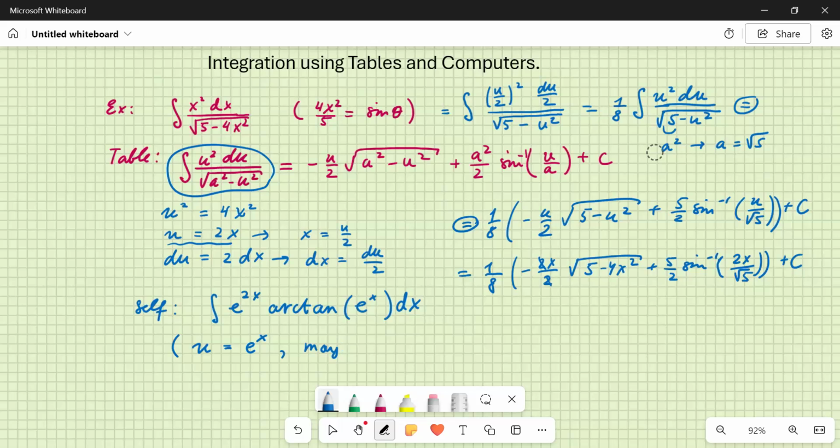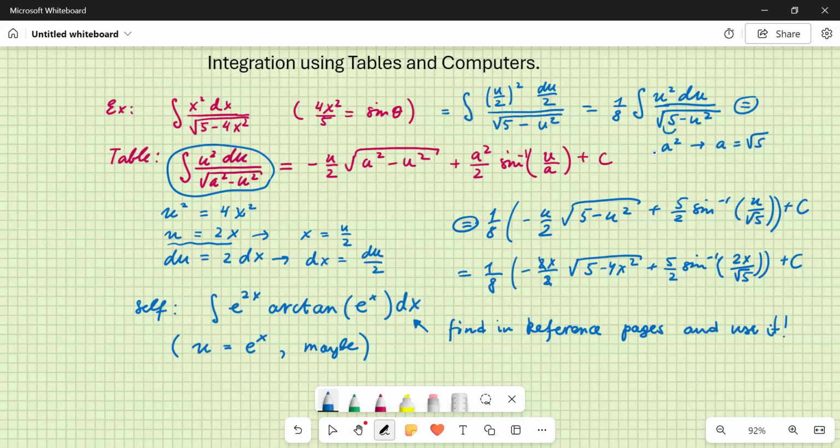It doesn't look very nice. So here I want you to go to the reference pages, find the formula in the reference pages, and use it, after you do the substitution. And I think that's going to be it.